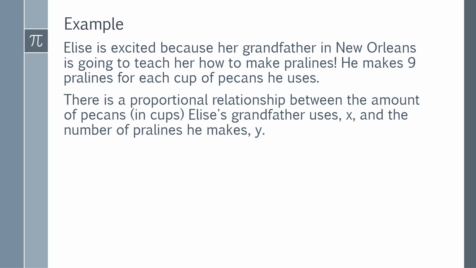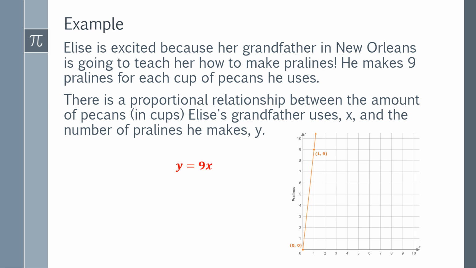So what you have to do in this case is learn how to make a model. Because we're dealing with a linear equation, we know our slope is going to be 9. So our rate is going to be 9 times x, because we don't know how many cups of pecans he's using. So that's going to be y equals 9x. And then there you are. You can plot it, all of that. It's just very easy.